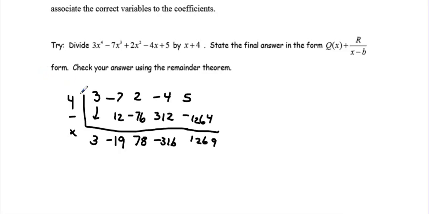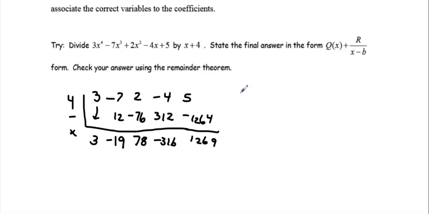78 times 4 is 312. Minus 4 minus 312 is minus 316. Then we start again. 4 times negative 316 is negative 1264, and 5 minus 1264 is 1269. I think I didn't use a calculator, so if I got something wrong, let me know tomorrow.